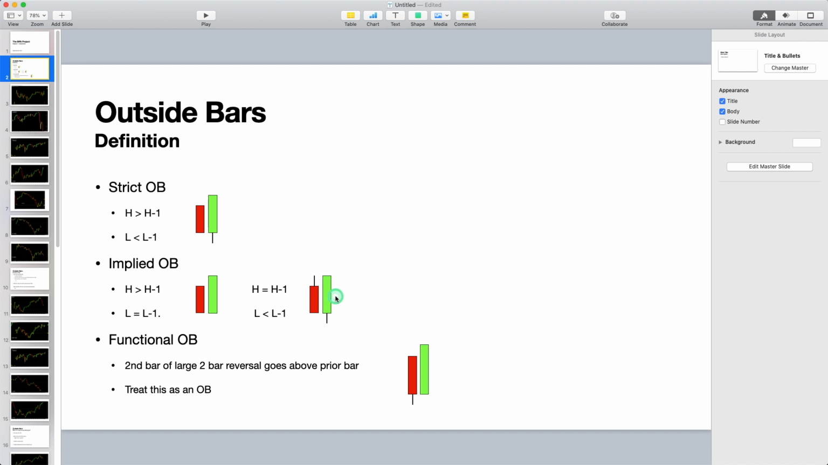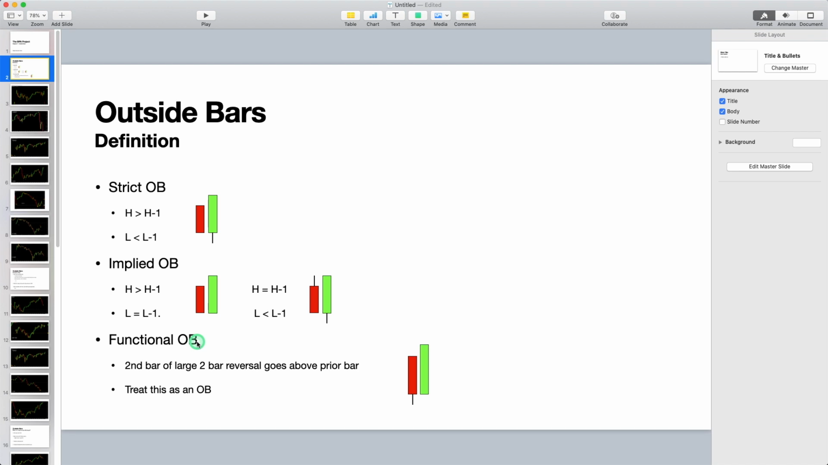And in this one, the highs are equal, but the current bar's low is below the prior bar's low. So this is clearly outside that low, and although these highs are equal, it still functions as an outside bar. And the last classification is a functional outside bar.